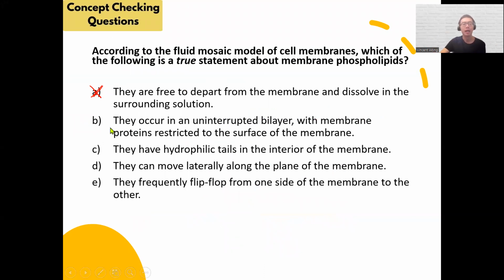Number 2, or B: the phospholipids occur in an uninterrupted bilayer with membrane protein restricted to the surface of the membrane. We know that's not true because we have integral proteins. Integral proteins are the ones that are able to span through the phospholipid bilayer. So that is not true, because integral proteins exist.